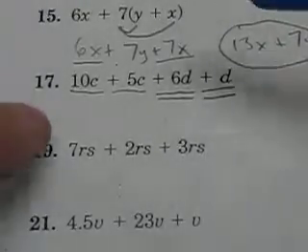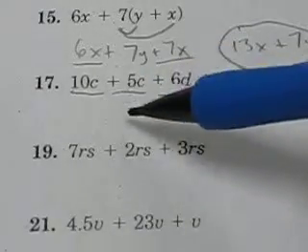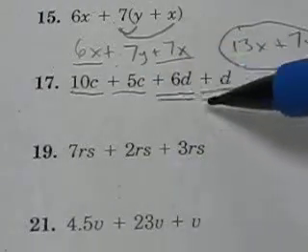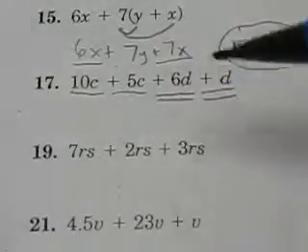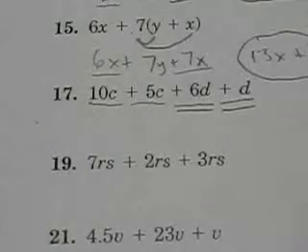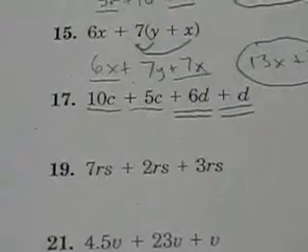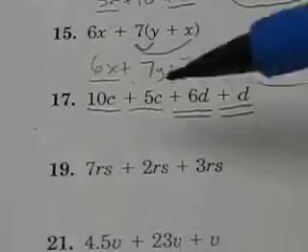If you want to do different symbols, like triangles for the like terms, put a triangle under this one, a triangle under this one. Put a circle under this one, a circle under this one. You can put a rectangle, you can put a rectangle. If you would rather do that instead of the number of lines, then that's fine too. Just whatever it takes to keep straight in your head which ones you're adding when you're combining like terms.